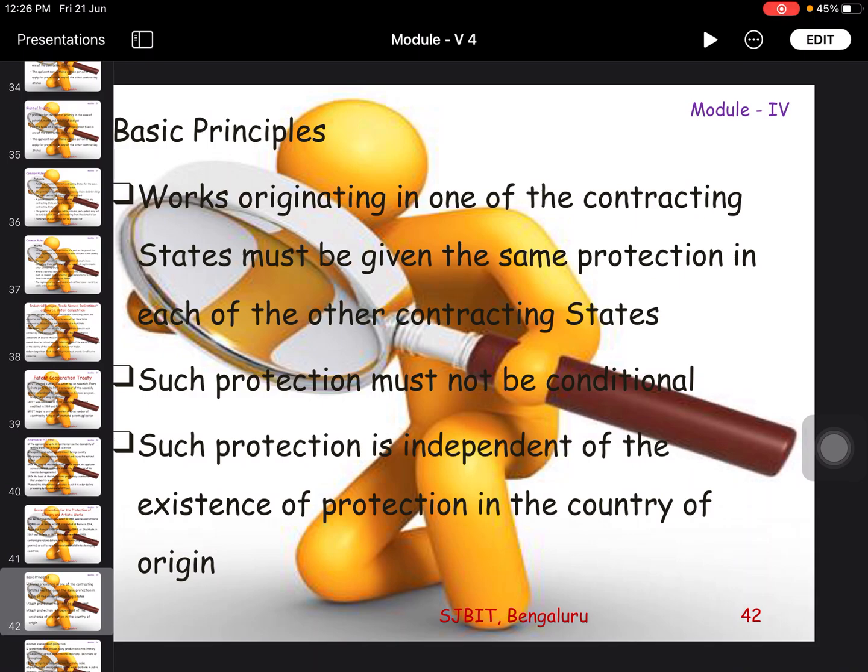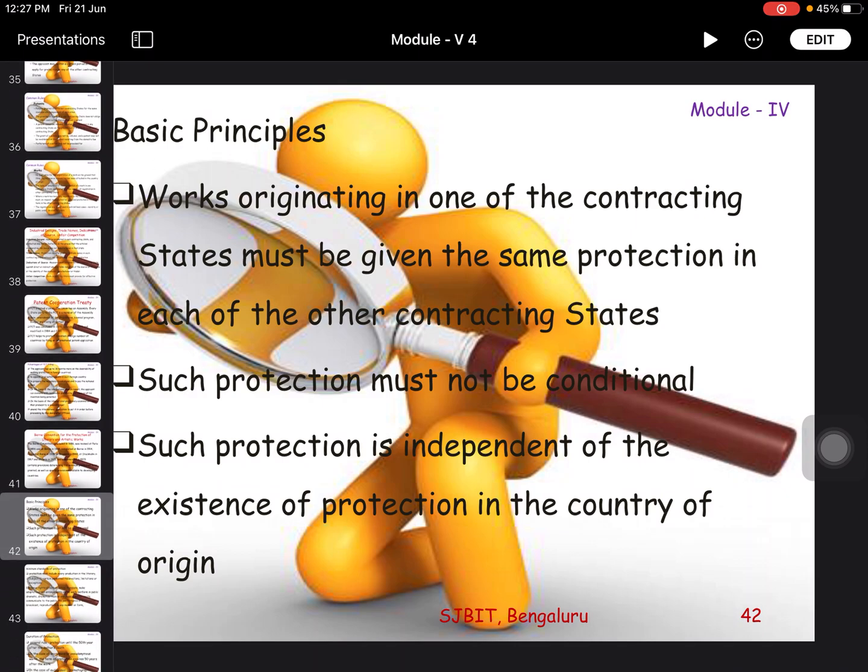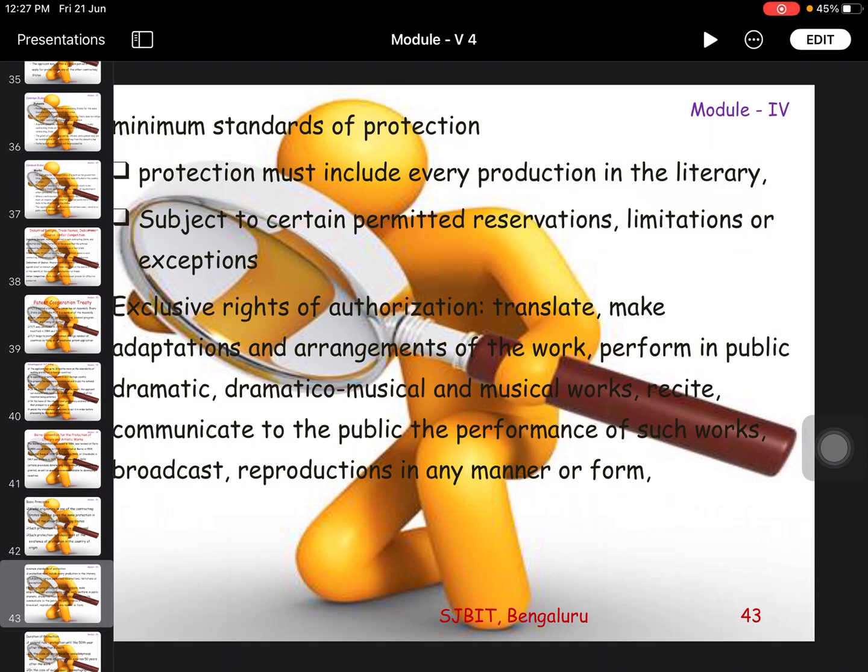The basic principle is that a work originating in one of the contracting states must be given the same protection in each of the other states. Such protection must not be conditional on, and is independent of, the existence of protection in the country of origin. The minimum standards for protection must include every production in the literary field, with certain permitted reservations. There are exclusive rights of authorization: translation, adaptation and arrangement of the work, public performance of dramatic and musical works, recitation, communication, broadcasting, and reproduction in any manner or form.